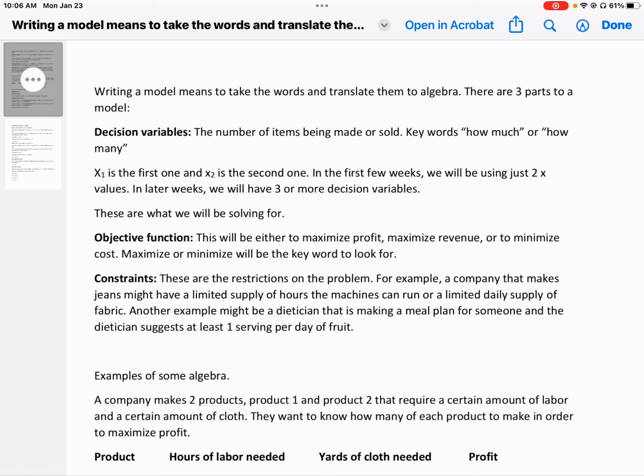Constraints. These are the restrictions on the problem. For example, a company that makes jeans might have a limited supply of hours that the machines can run, or a limited daily supply of fabric. Another example might be a dietitian that's making a meal plan for someone, and the dietitian suggests at least one serving per day of fruit.